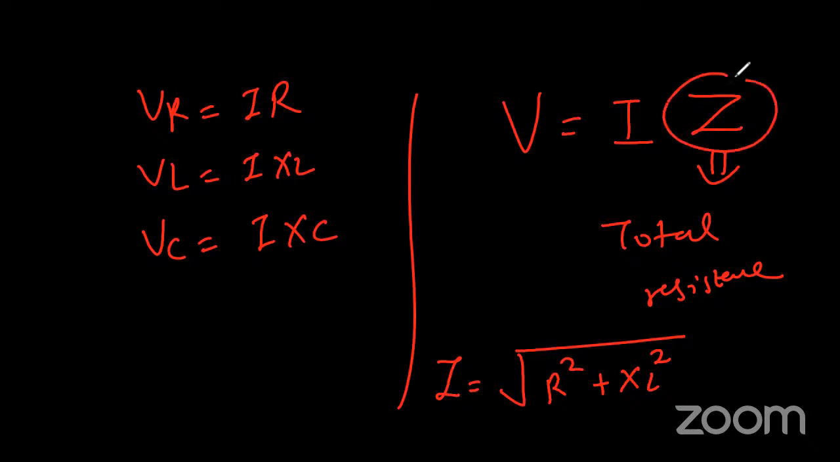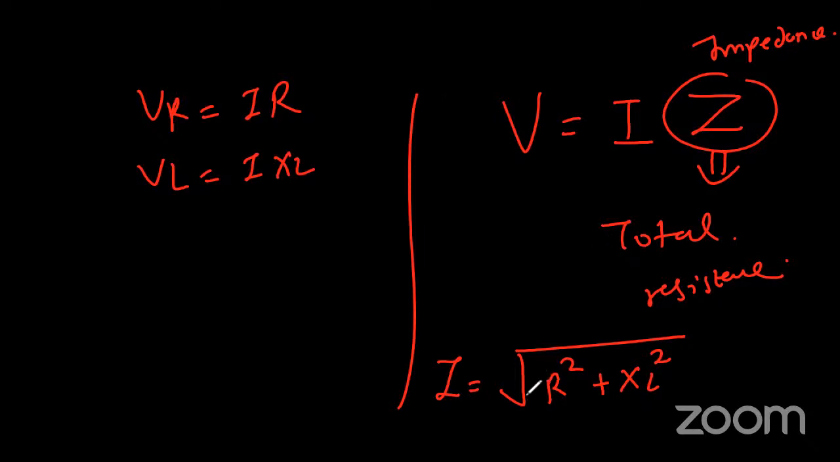This is known as impedance. What is impedance? It's a capital Z. ये क्या represent करता है? It's a total resistance. We have two components, na. Resistor and inductor, दो component हैं. दोनों को मिला के कितना resistance होने वाला है, वो count करना.